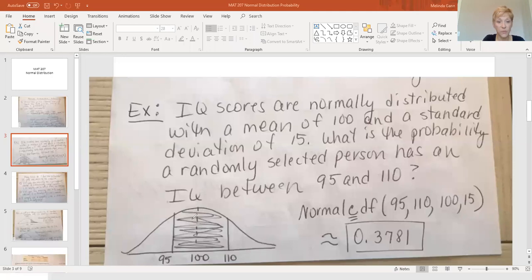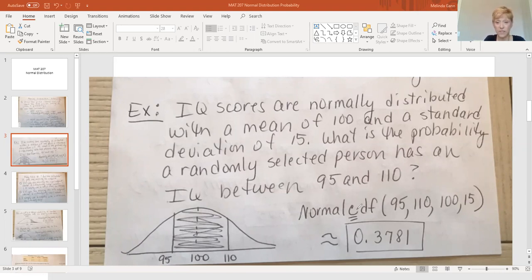Notice that I drew the picture, okay? The mean is 100, it's in the middle. It said between 95 and 110, so that's going to be my left endpoint and my right endpoint. It said between, so that's why I shaded between 95 and 110. All right, so this is the way I'd want your work on a test.